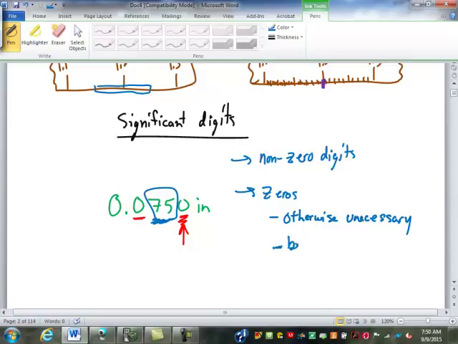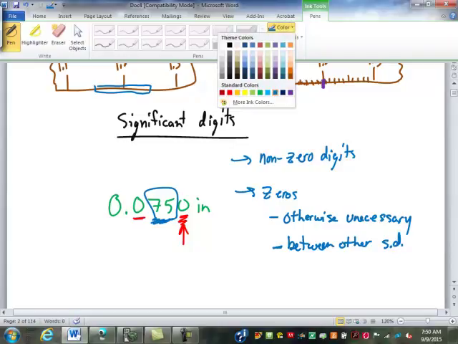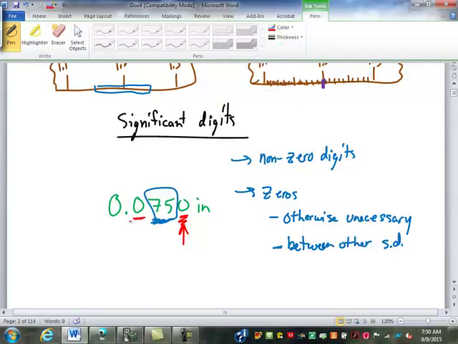Or if they're between other significant digits. So for example, as we set up here, this 0 was necessary. It has to be there to give the 7 and 5 their place values. So it's not significant. This one, however, does not have to be there. It's not necessary otherwise, so it would only be there if it's part of the measurement. So that one is significant.